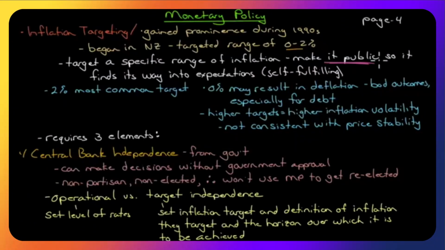If you have a credible central bank and the central bank has a target, expectations will fall in line with that target and say, well, it won't be 4%. The central bank won't let it happen. That's the point of it. Make it public so it finds its way into expectations, so it becomes self-fulfilling.